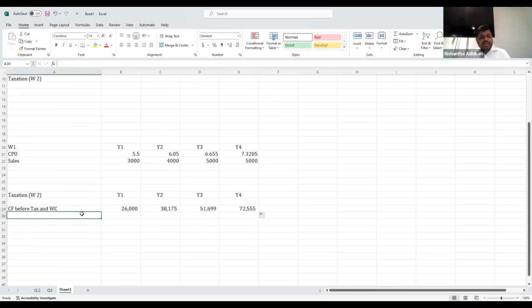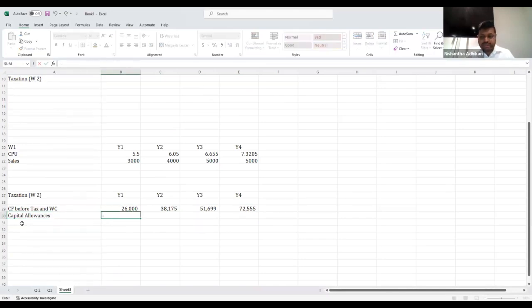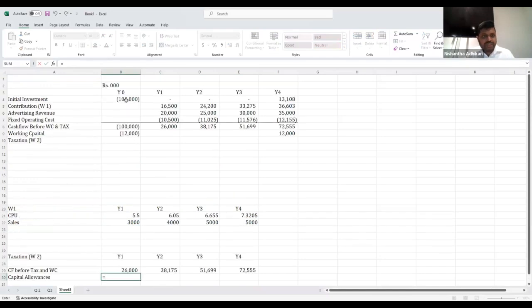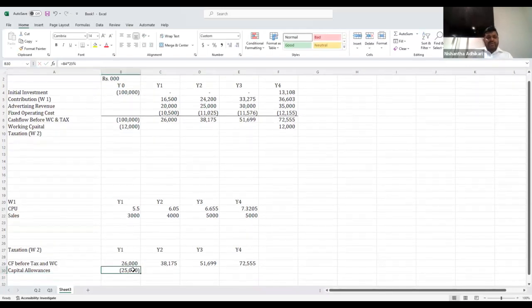And you can claim capital allowances, as you may remember, not accounting depreciation. Capital allowances can be claimed at 25% on the cost. This 100 million, you can claim 25%. That means 25,000 you can claim over 4 years. 25,000.